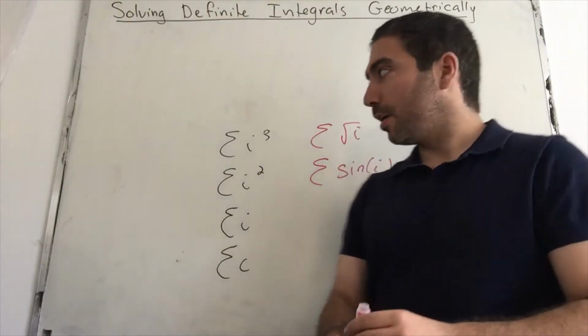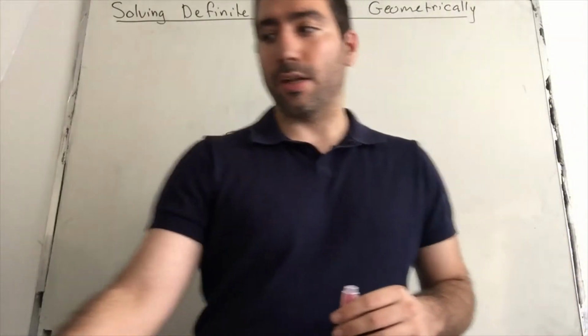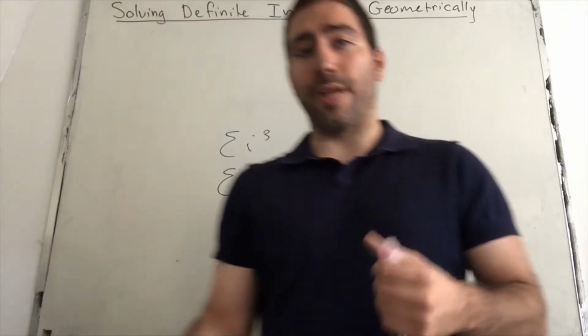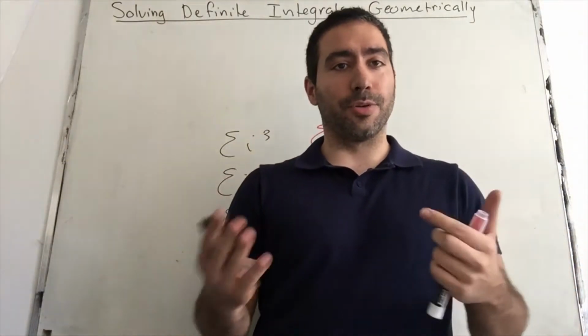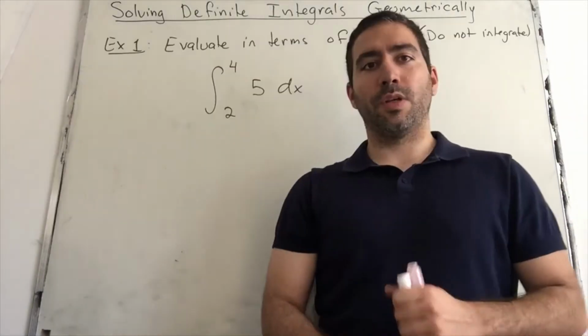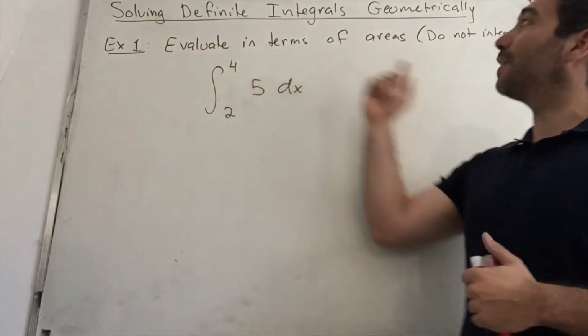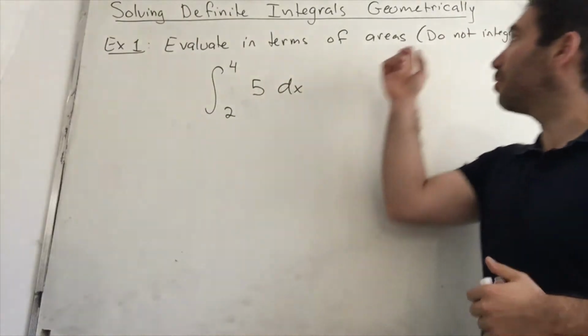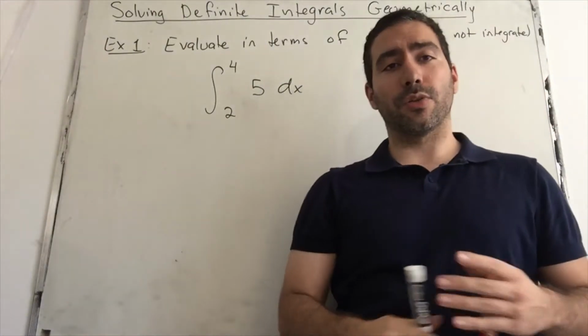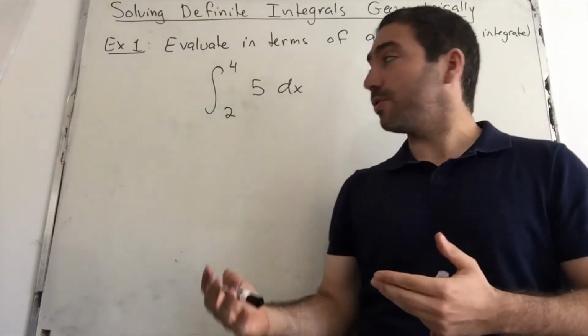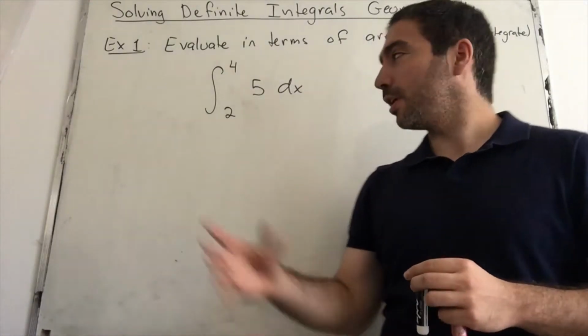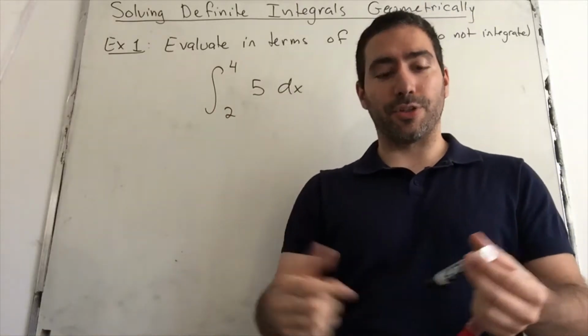so we'll end up getting stuck. But let's go ahead and look at functions which we actually could integrate, even though we don't have their summation formulas, by interpreting them in terms of areas. So in this next example, it says to evaluate in terms of area. Do not integrate, do not anti-differentiate. So let's go ahead and solve this. This is one example where we could actually use our summation formulas. It actually works. But let's go ahead and solve it geometrically.